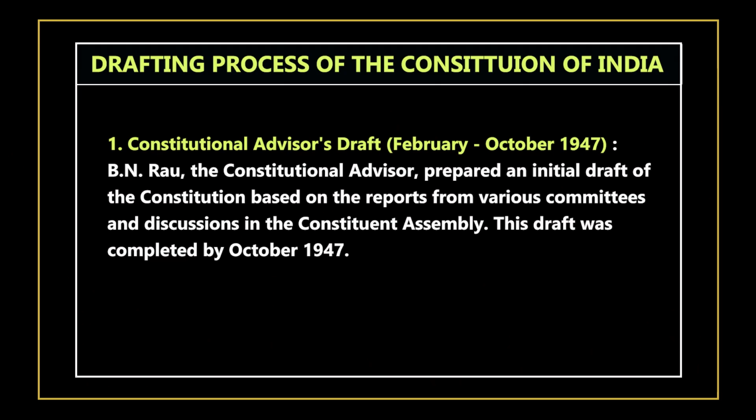Now, I will be discussing with you the drafting process of the Constitution of India. First is the Constitutional Advisor's draft, February to October 1947. B.N. Rao, the Constitutional Advisor, prepared an initial draft of the Constitution based on the reports from various committees and discussions in the Constituent Assembly. This draft was completed by October 1947.